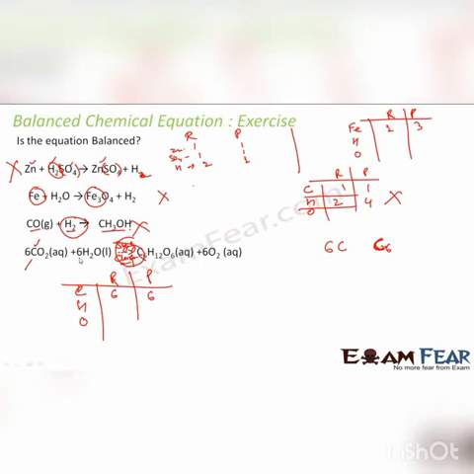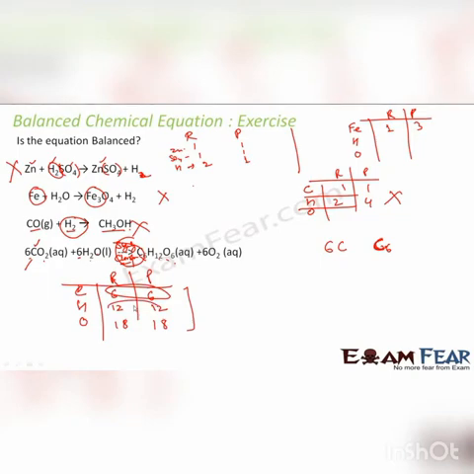Hydrogen, how many hydrogen we have? 6 into 2, 12. Here we have H12, that is 12 hydrogen. Oxygen we have 6 into 2, 12 plus 6 into 1, 6. 12 plus 6, 18. Here we have 6 plus 12, 6 into 2, 18. So if you see that they are all balanced.